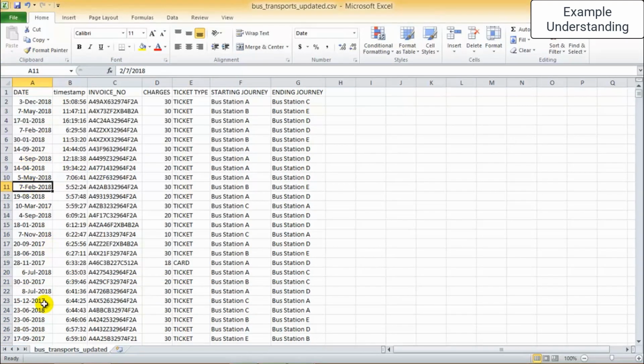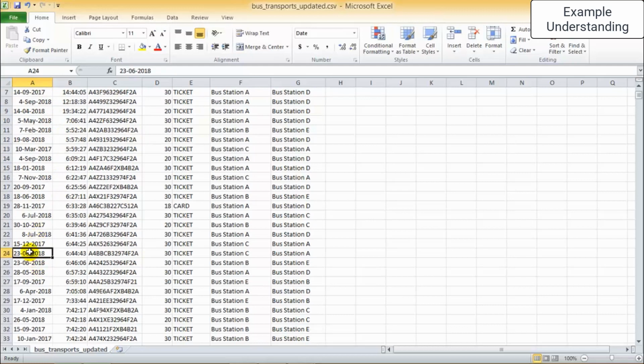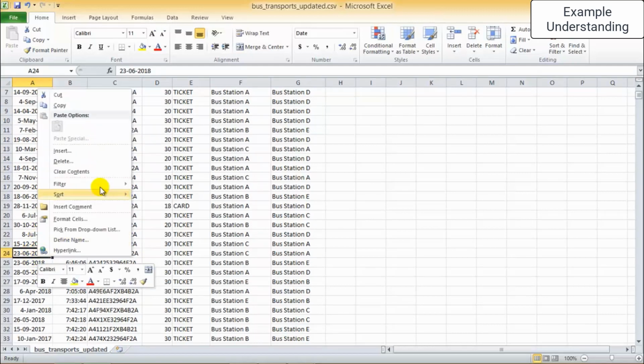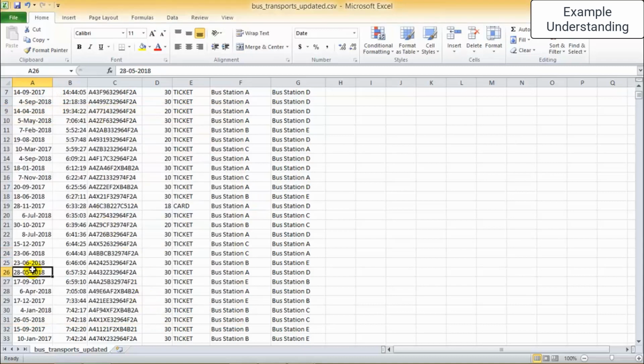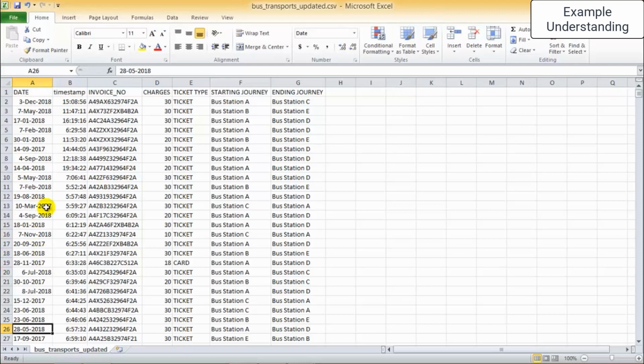Okay, we can see that some of the other dates are just not matching, so we can work with that. That's not a big deal. Okay, so this contains a lot of format issues. Anyways, we take care of this in Tableau.